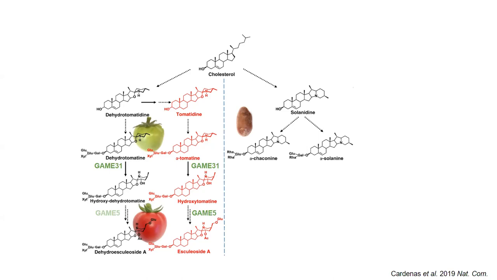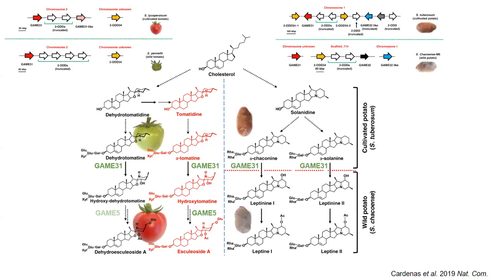A similar pathway is actually in potato, and since we had new enzymes characterized for tomato, we decided to look for the homologs and perhaps characterize the pathway of leptine biosynthesis, which requires very similar reactions, very similar steps.